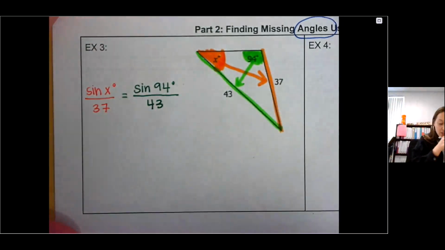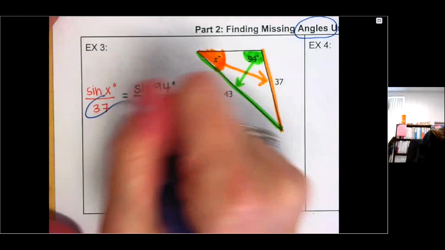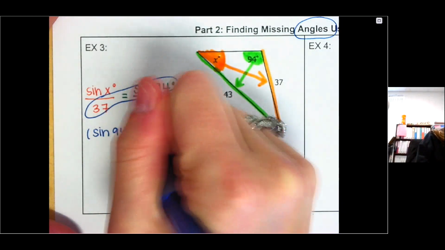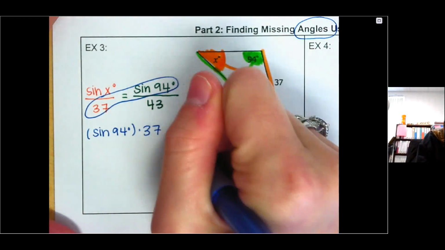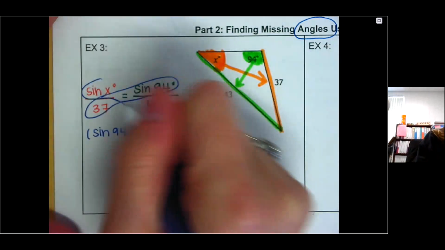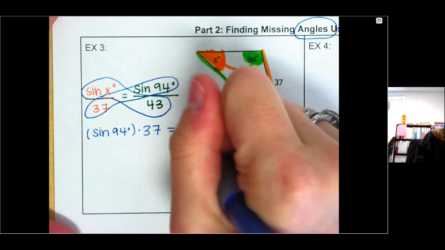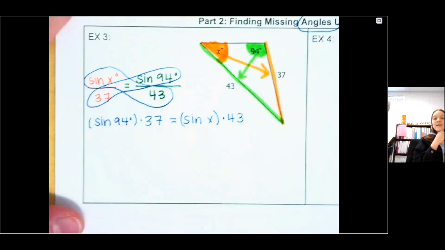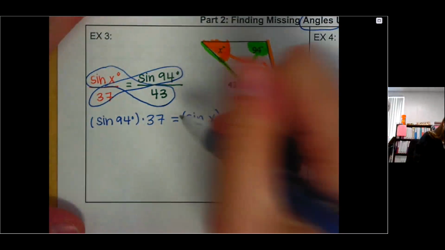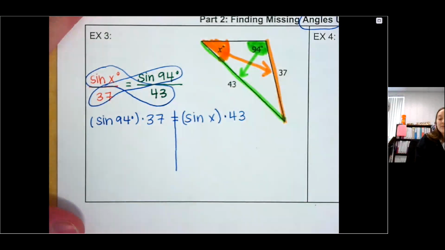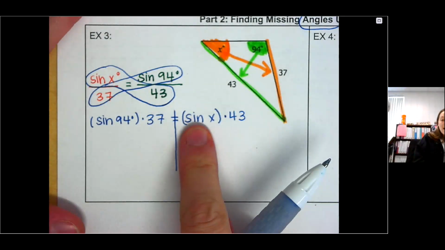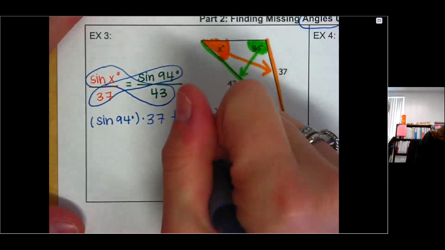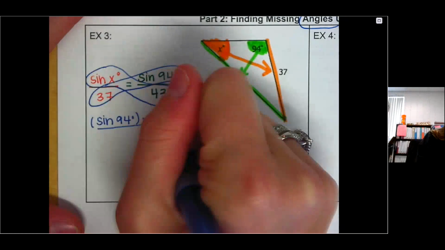So notice nothing's really changing here. So I've got the sine of 94 degrees times 37 equals the sine of x times 43. Now, I want to get, again, the x by itself. So one of the things that I have to move over, because I see the x is here, it's with the sine, so I have to keep it with the sine, but I can't get rid of this times 43. And so to get rid of it, I'm going to divide both sides by 43.